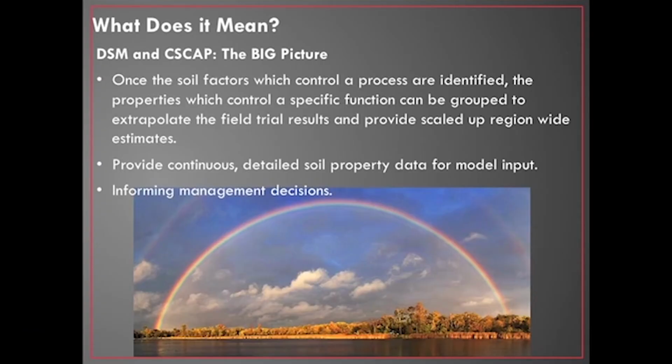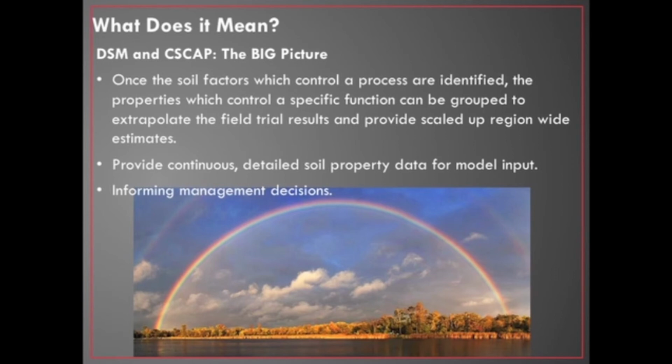Okay, so what does this all mean? What's the big picture? Where does DSM, digital soil mapping, fit into CSCAP? Once the soil factors which control a process are identified, the properties which control a specific function can be grouped to extrapolate the field trial results and provide scaled up region-wide estimates. Basically, we want to take some of the results of these field trials, try to identify the mathematical relationships between whatever metrics we're measuring and landscape position, soil functional type, and use that information to scale up to region estimates.